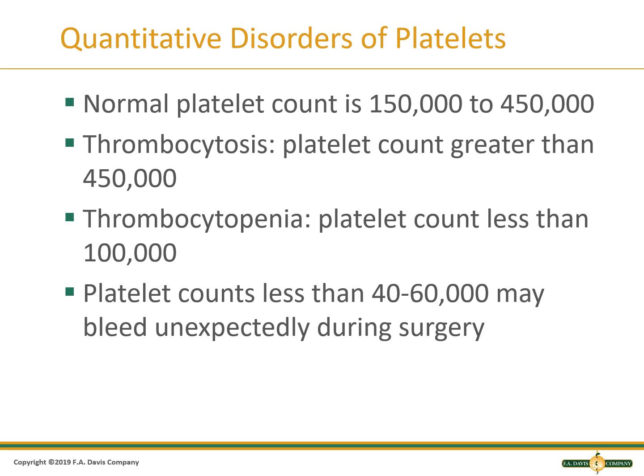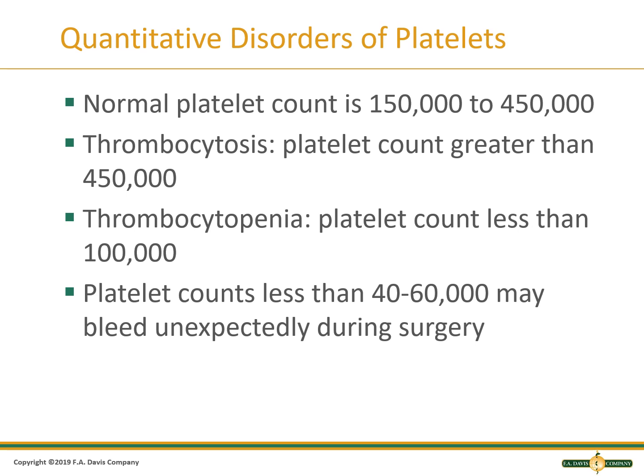In order to look at quantitative disorders of platelets, we need to be mindful of what a normal platelet count is. As in the lecture for chapter 15, we talk about what a normal platelet count should be on a CBC or complete blood count, and that's 150 to 450,000. If a patient has thrombocytosis, that means there is an increase in their platelet count, and the platelet count would be greater than 450,000.